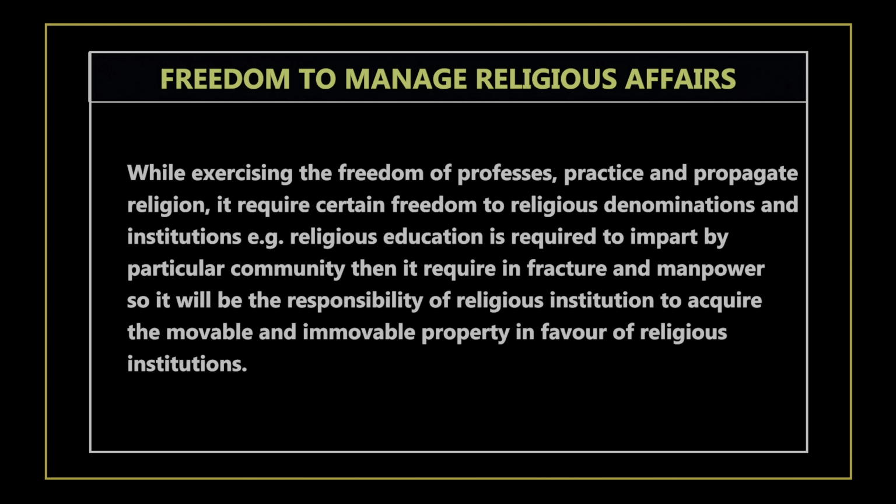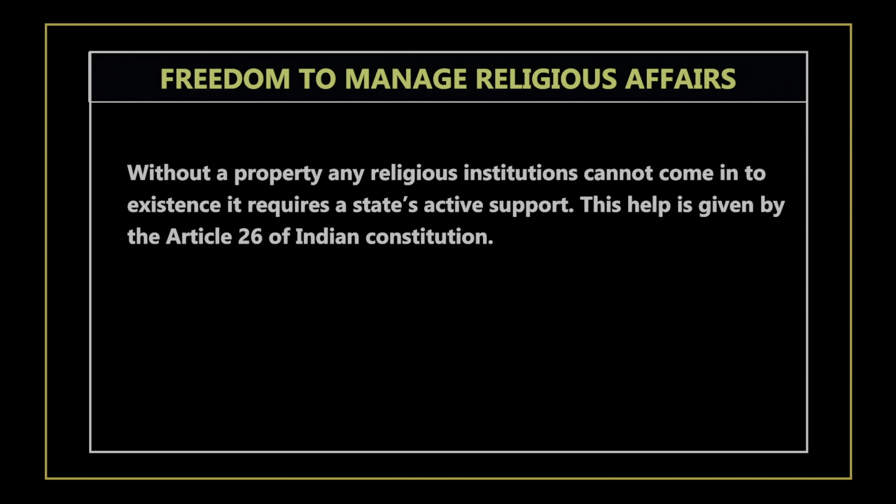While exercising the freedom to profess, practice and propagate religion, certain freedom is required for religious denominations and institutions. For example, if religious education is to be imparted by a particular community, it requires infrastructure and manpower, so it will be the responsibility of the religious institution to acquire movable and immovable property. Without property, no religious institution can come into existence. It requires the state's active support. This help is given by Article 26 of the Indian Constitution.